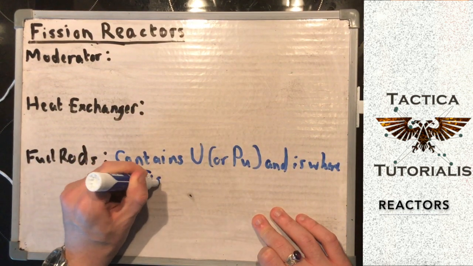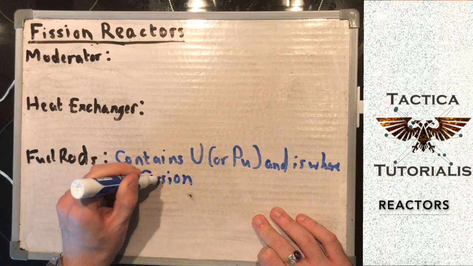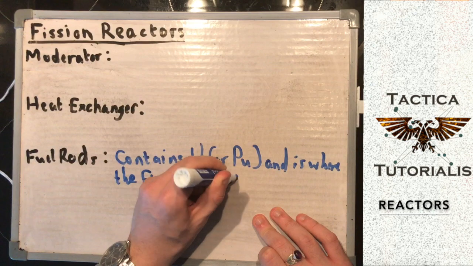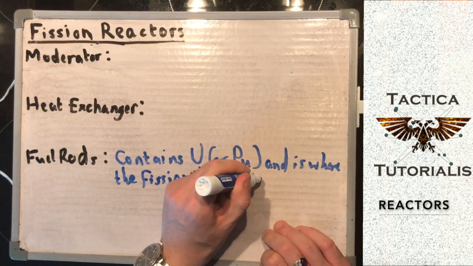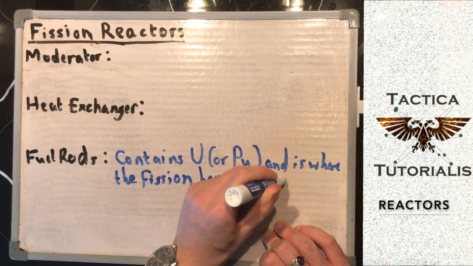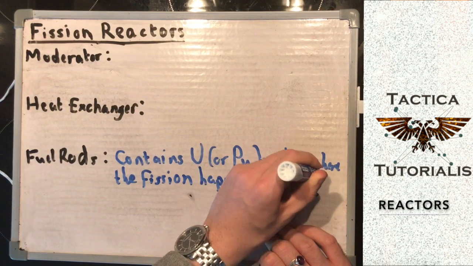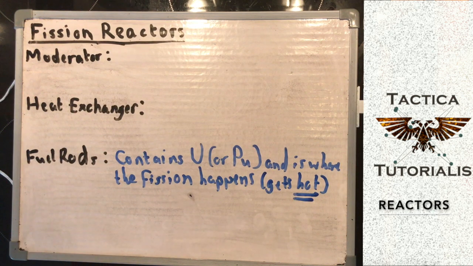One quote I use with some of my old students is, "It's where the magic happens." However, it's not magic, it's just science, so don't quote me on that, it's just a turn of phrase. Where the fission happens, and I'm going to put in brackets, gets hot. Very, very hot. These things get very, very hot because they release so much energy from a single nuclear fission that it's kind of crazy, which is why we need that coolant to stop it from getting too hot and melting the fuel rods. That's where meltdown comes from.